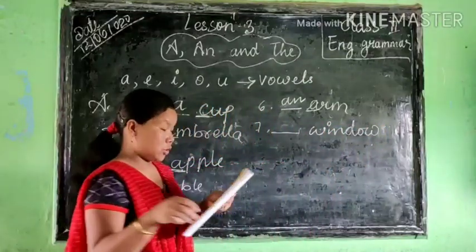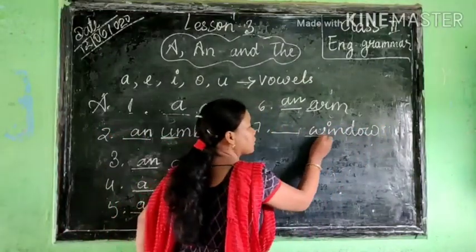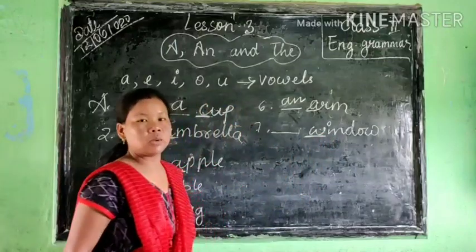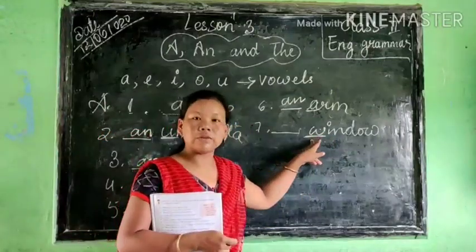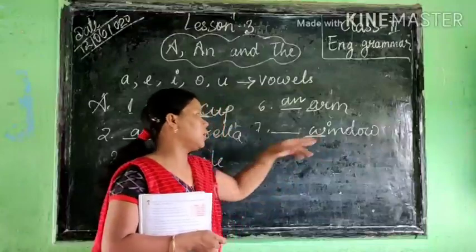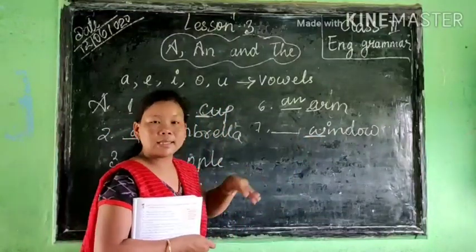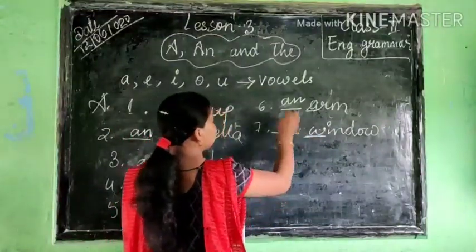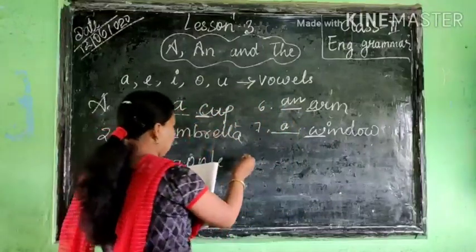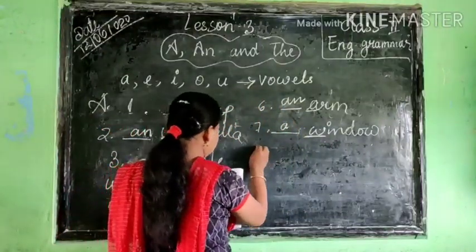Window. So here, first letter is what? Is it a vowel? No, it is not a vowel. So if it is not a vowel, if it is a consonant, what do we have to write here? Yes, we have to write A here. Okay. Now eighth number is mango.